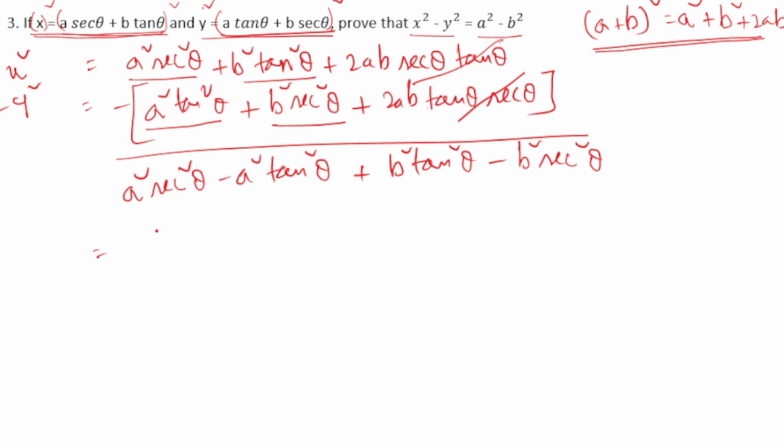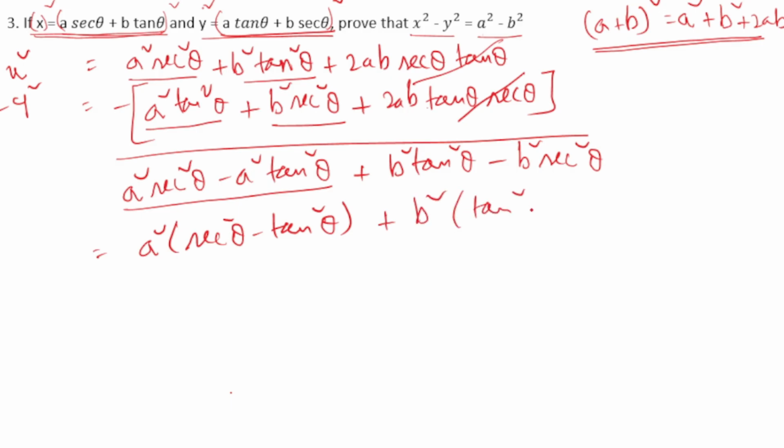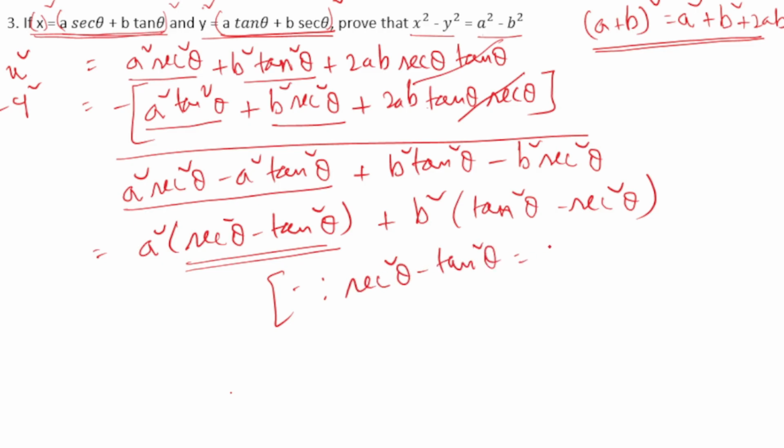Okay, if we simplify this, take a square common in the first two terms, we'll get a square into (secant square theta minus tan square theta). And take b square common, b square into (tan square theta minus secant square theta). And what do we know about secant square theta minus tan square theta? Secant square theta minus tan square theta is equal to 1. Okay, so here a square into 1 plus, see here tan square minus secant square theta.